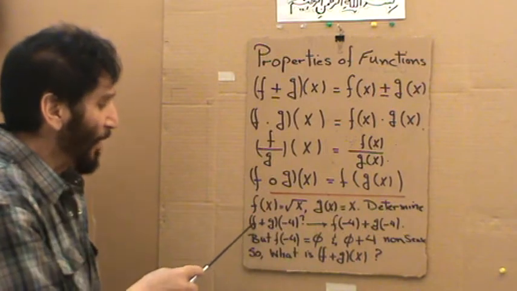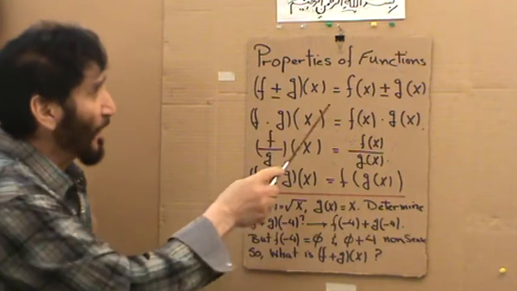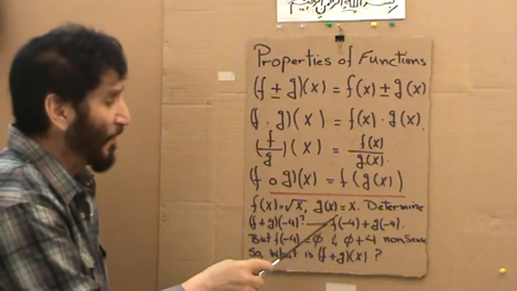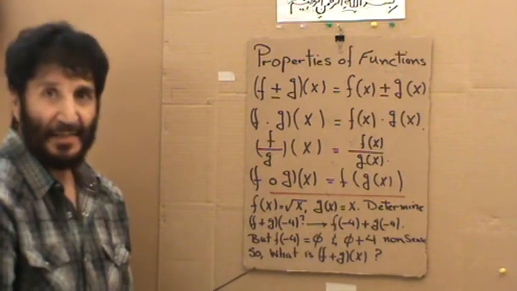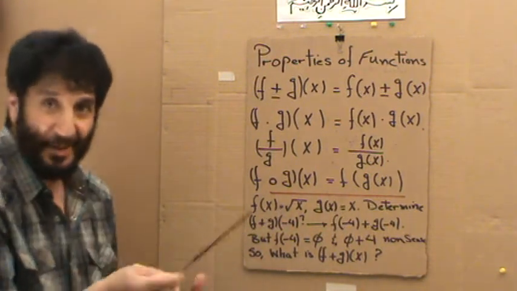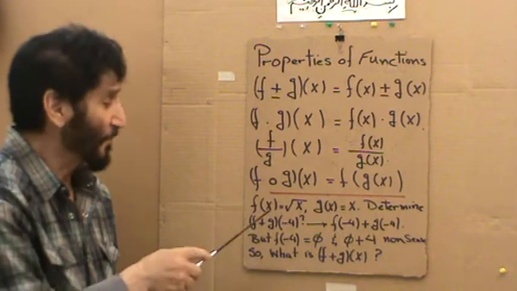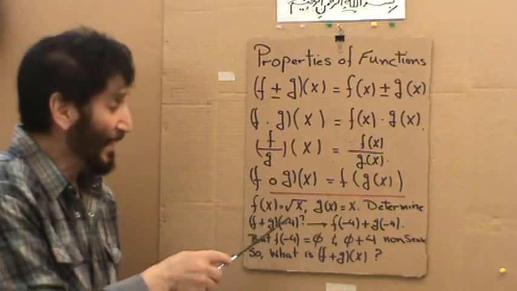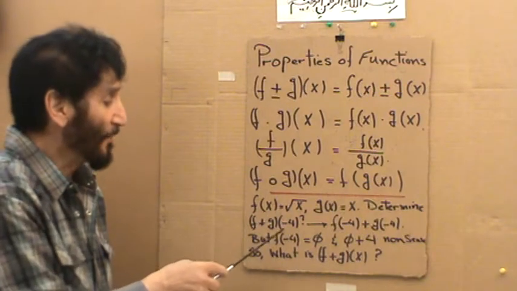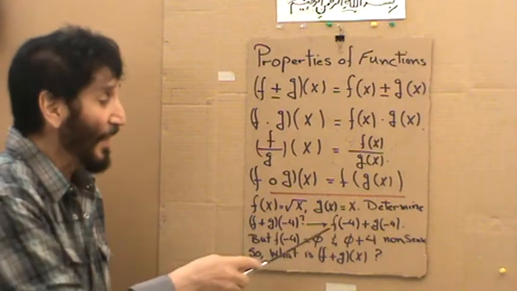Now, we want to determine f plus g of -4. According to this recipe, it will be f of -4 plus g of -4. But f cannot function, that's the right word in fact, with -4, because the square root of -4, when the index is even, is not a real number. So f of -4 is not defined in the set of real numbers, so it's the empty set.